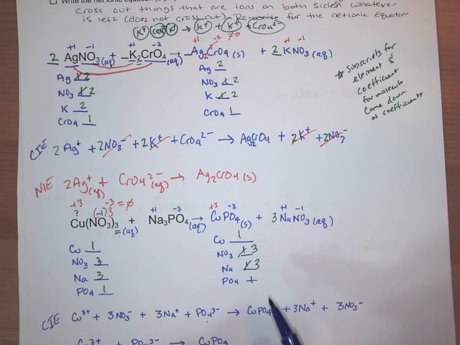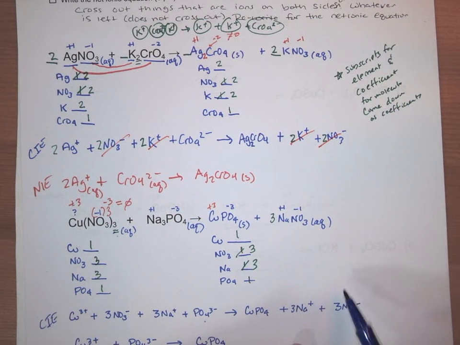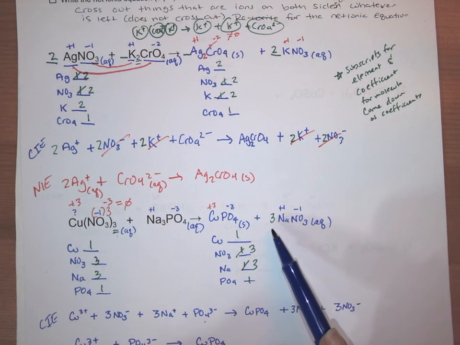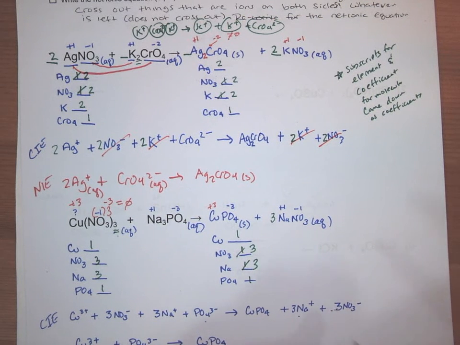On the product side, copper phosphate is a solid. It remains together, so I'm not going to split that into ions. And then the sodium nitrate splits. And again, the coefficient in front of the sodium nitrate becomes a coefficient in front of both the sodium and the nitrate. All right, that's now done.